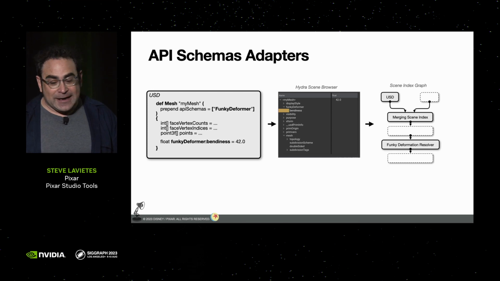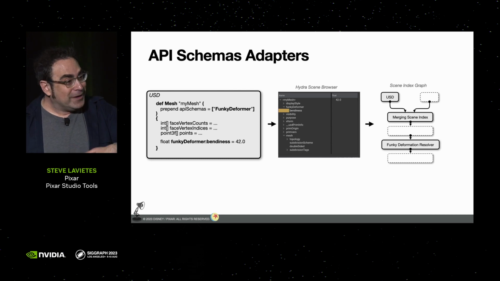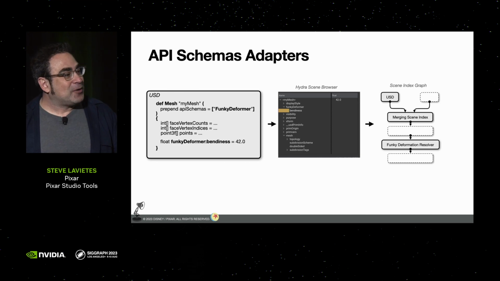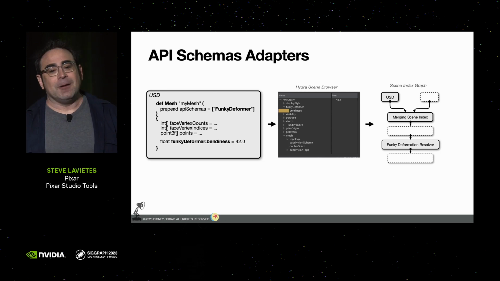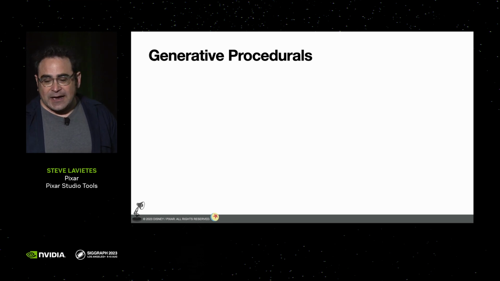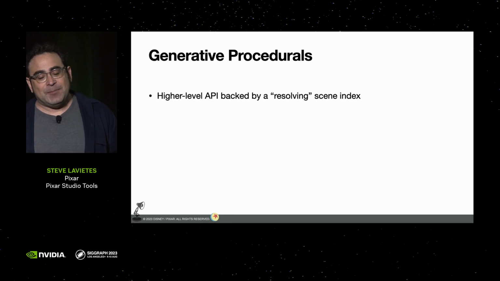I also noted that you're not limited to USD input. Anything that comes through the Hydra scene is compatible with this, whereas putting that behavior all the way back into the adapter at the USD level would make it so that you couldn't funky deform a Maya mesh, for example. Another use case that I want to talk about is generative procedurals. Generative procedurals are a higher level API that is backed by a resolving scene index.